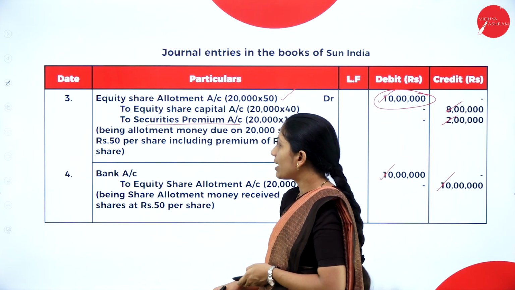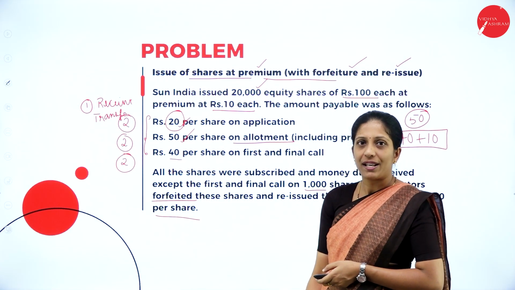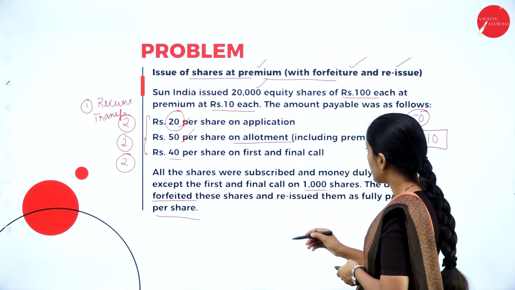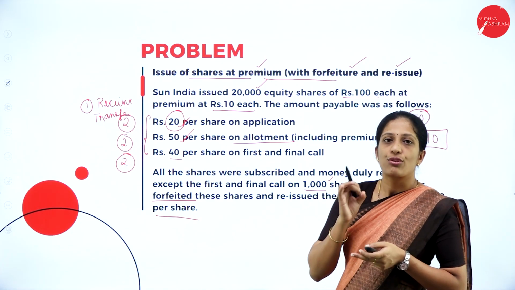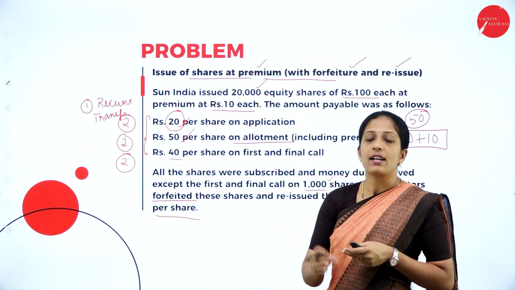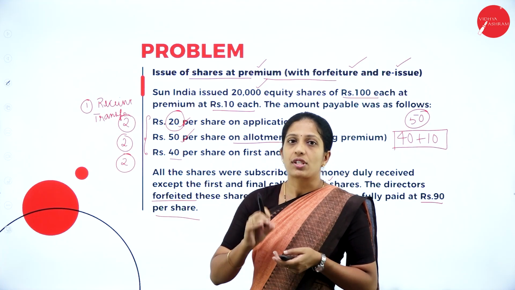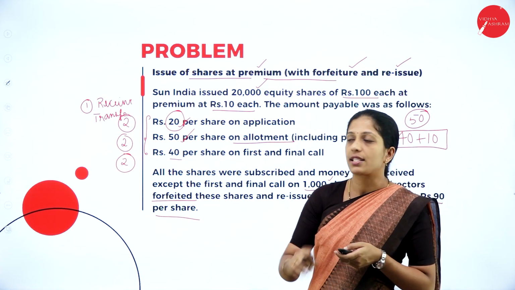Now come to first and final call. It is 40 per share, so this is the amount due. While receiving, 1,000 shareholders have not paid, so you have to be careful here. You have to deduct 1,000 from 20,000, which means only 19,000 shareholders have paid their first and final call money. So first we shall record the due entry, next the receive entry.